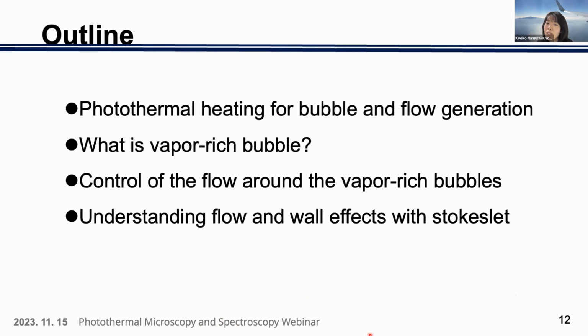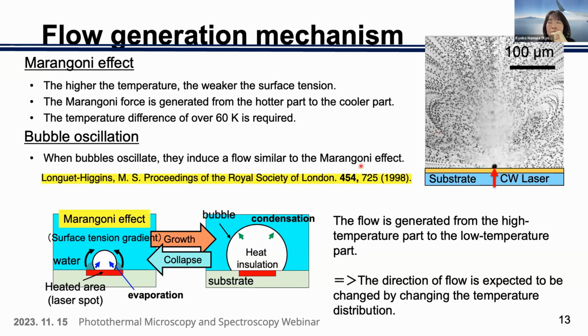So far, we know the property of the vapor-rich bubble, and now let's take a look at the flow generation by this bubble. If we want to control the flow around the bubble, then you may want to know the flow generation mechanism. But actually, the mechanism of the flow generation is not fully understood yet.